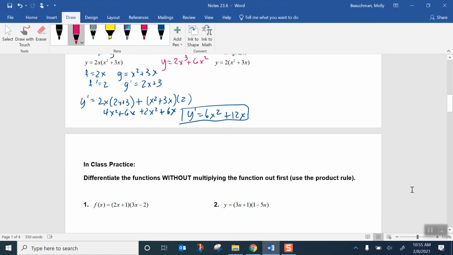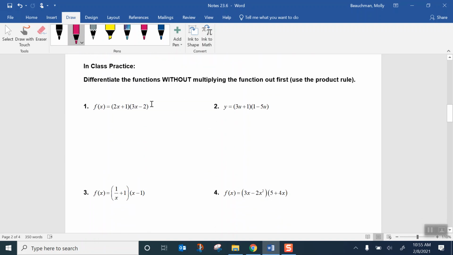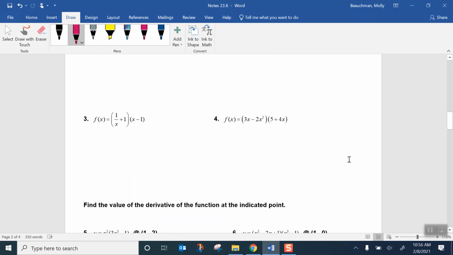So the in-class practice: differentiate the functions without multiplying out first, use the product rule, and then check if you want to by going ahead and multiplying them out. So let's take a look. The first few look pretty straightforward. A hint on the third one: rewrite your function, 1 over x plus 1, would be x to the negative 1 plus 1 times x minus 1.